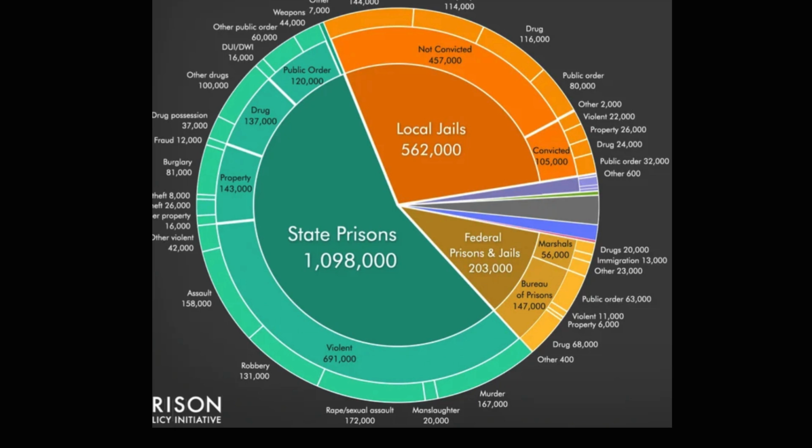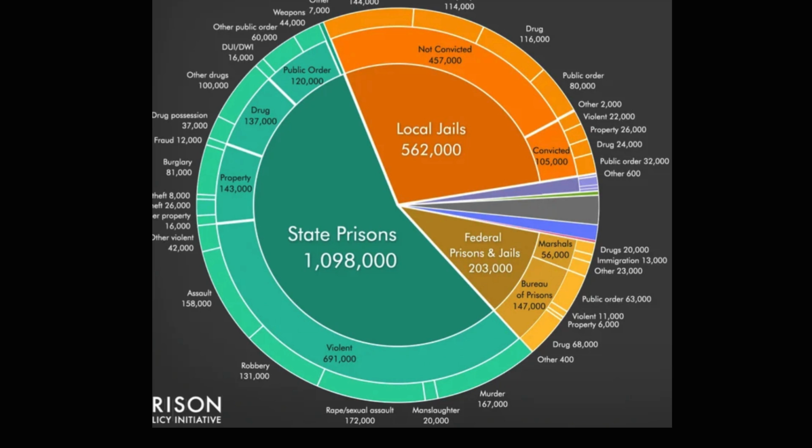You can see how that's broken down here in this graph on the slide. We have the state prisons in the teal color, the local jails in the orange color, and in the yellow color we have federal prisons and federal jails. And then on the outer edge of the circle, we have the different crimes that are named and how many inmates have been convicted or are being housed for those crimes in that particular facility.